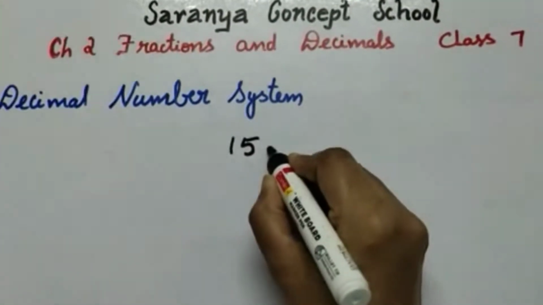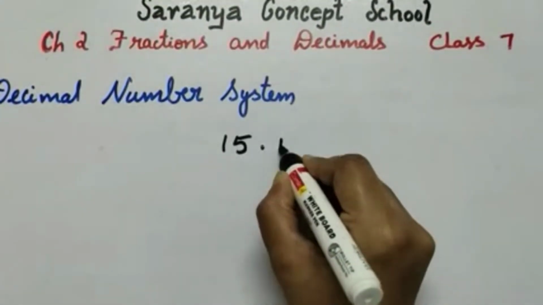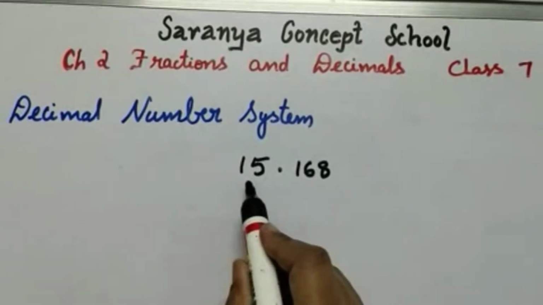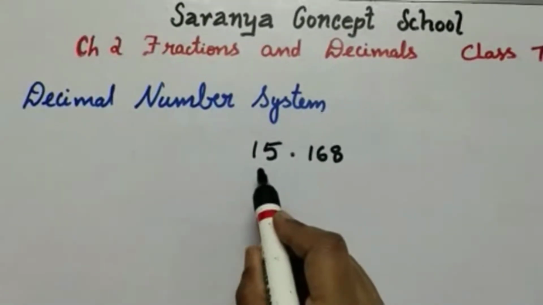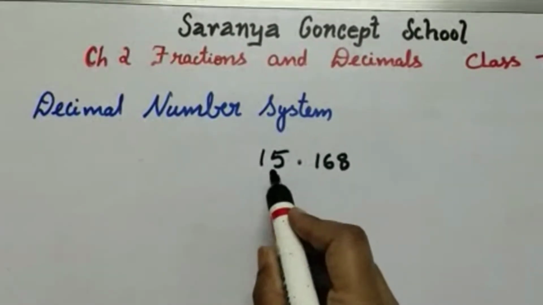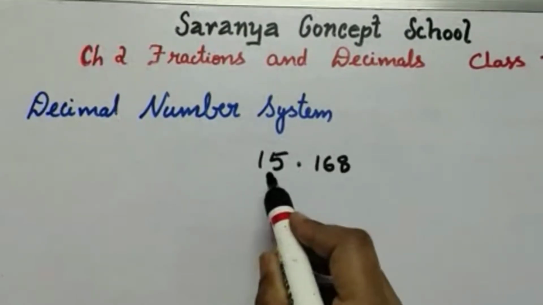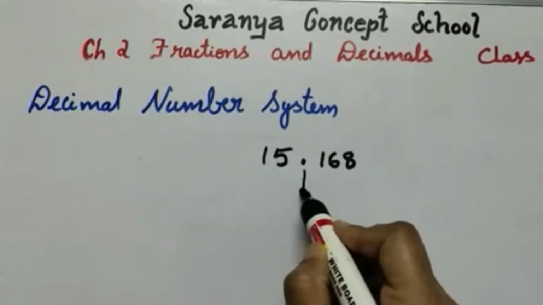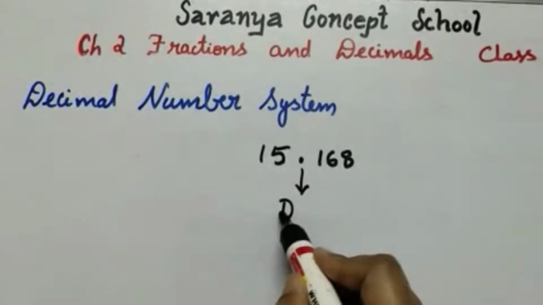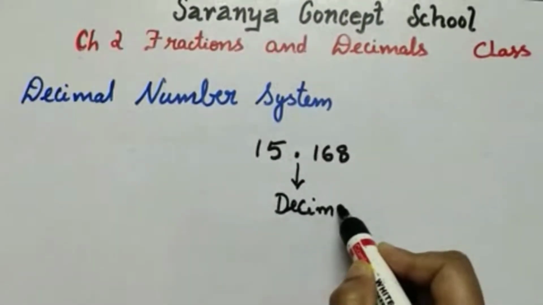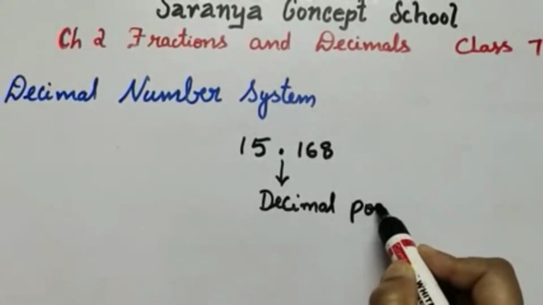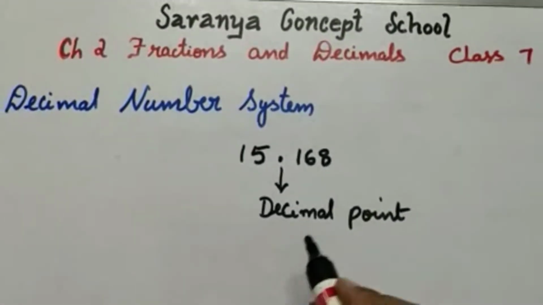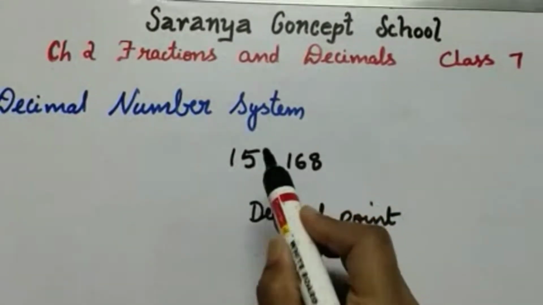Suppose you have 15.168. So here in algebra the decimal number is defined as a whole number and a fractional number separated by a decimal point. So this is the decimal point. Now you might be thinking, what is a decimal point? Right? A decimal point is nothing but a dot.